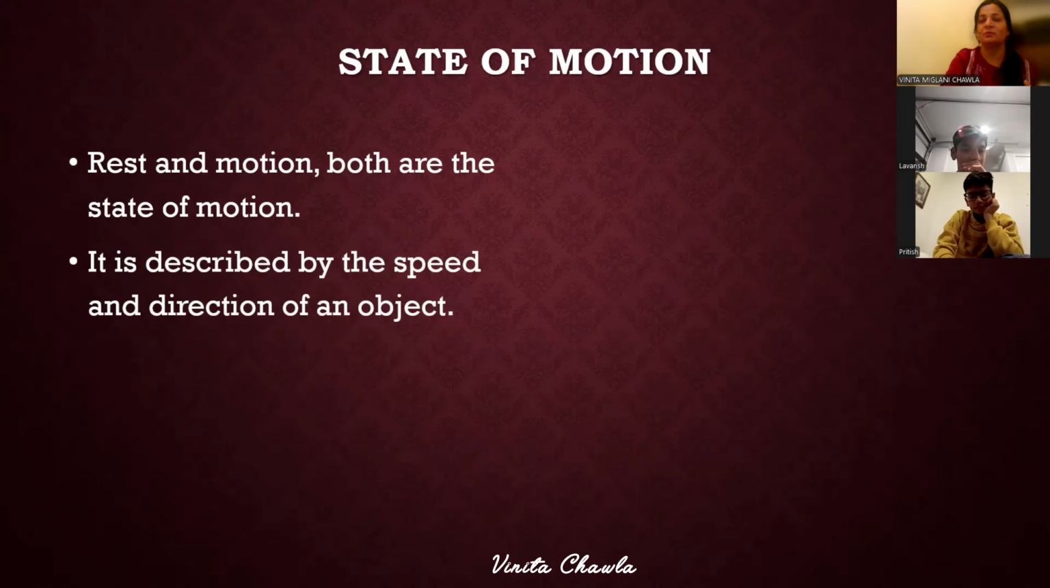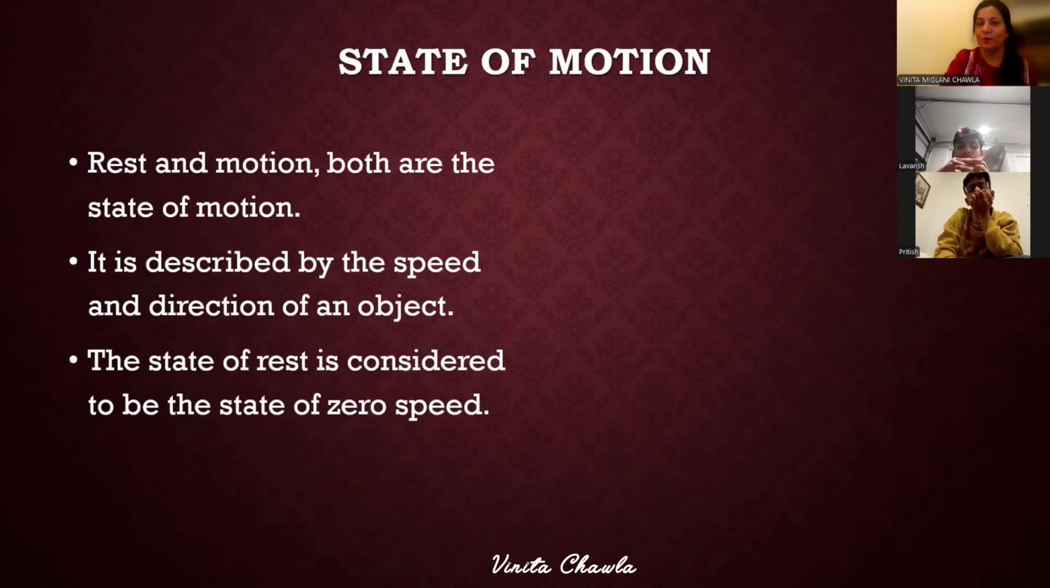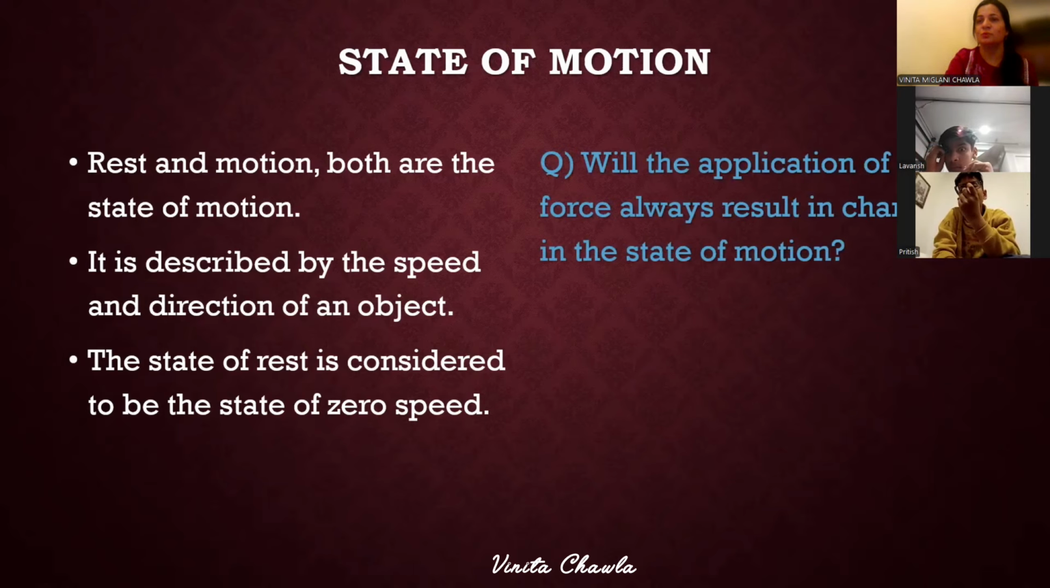We can define the state of motion of an object by considering the speed or the direction in which the object is moving. State of rest is considered to be the state of zero speed. Means if the object is not moving, it is at rest, then it is at zero speed because it is not moving at all, right? So state of rest is considered as state of zero speed.